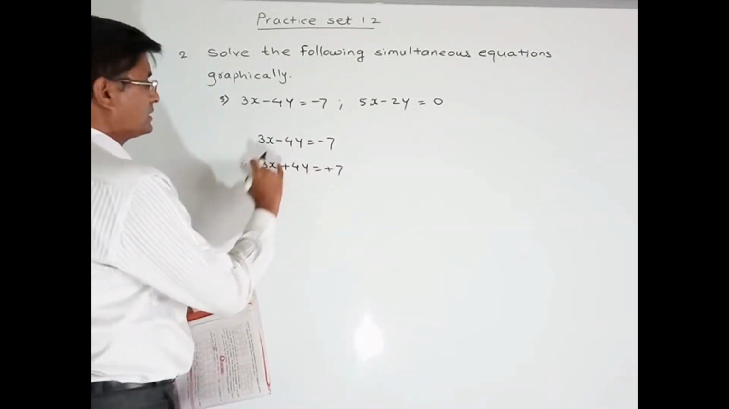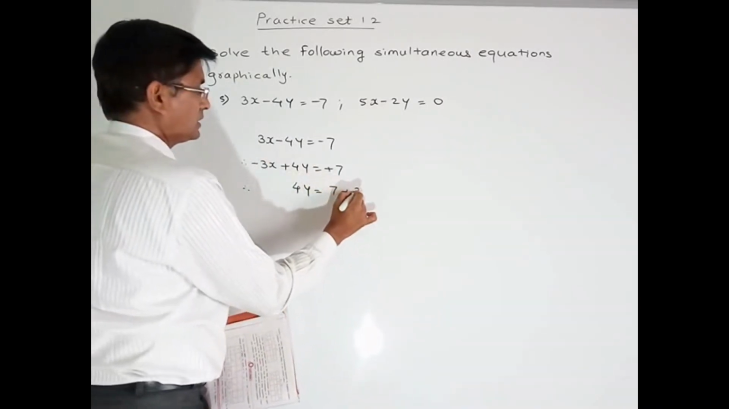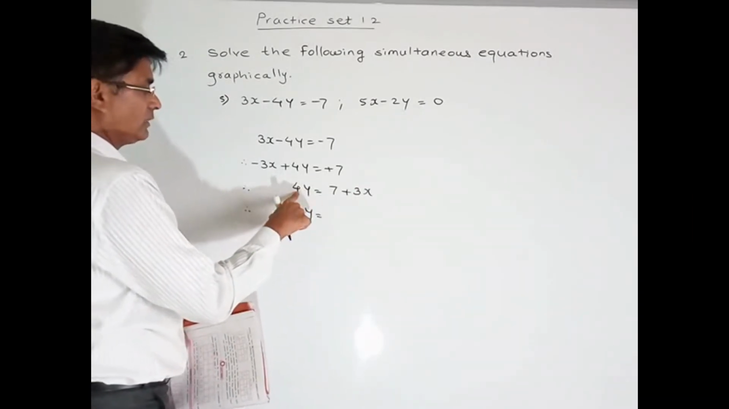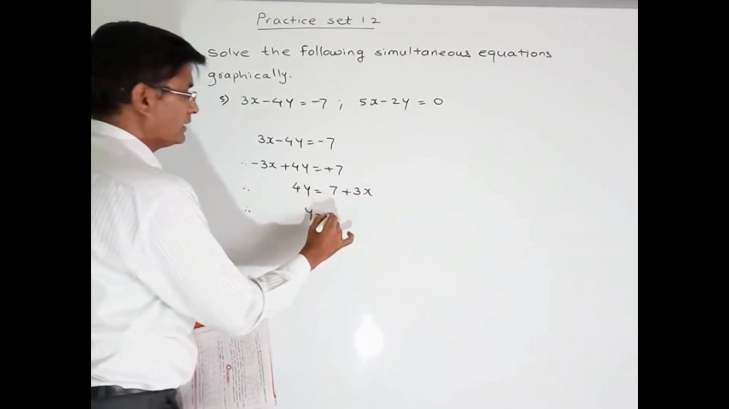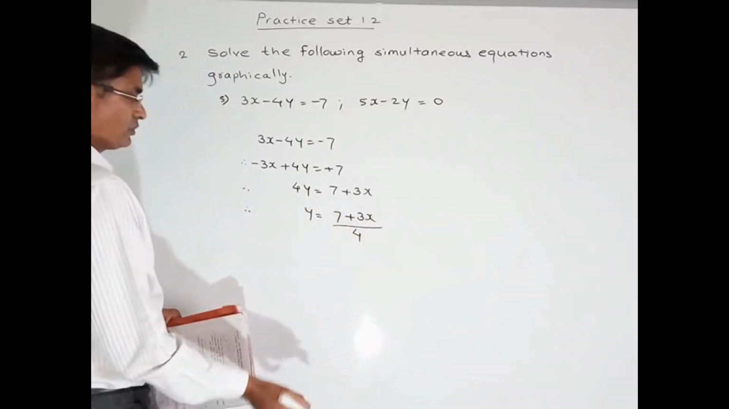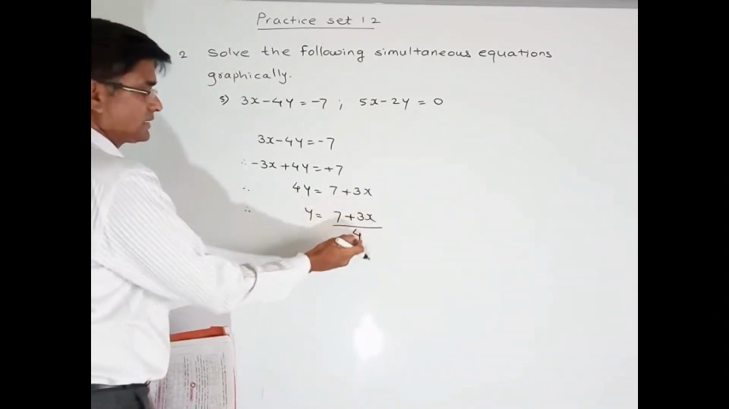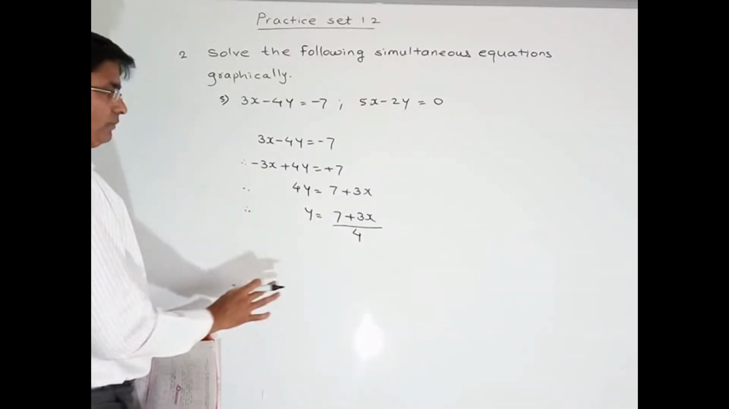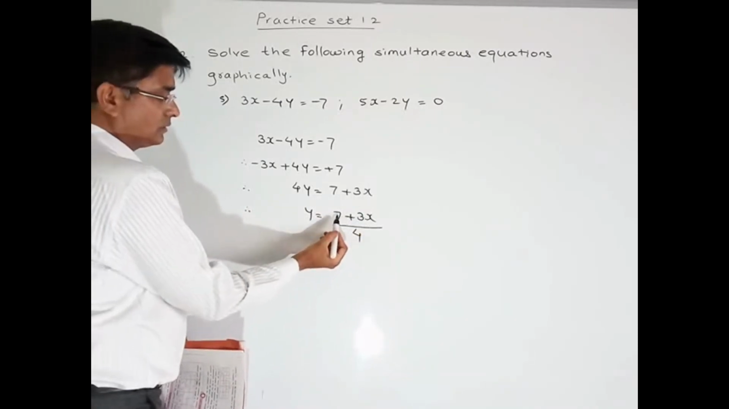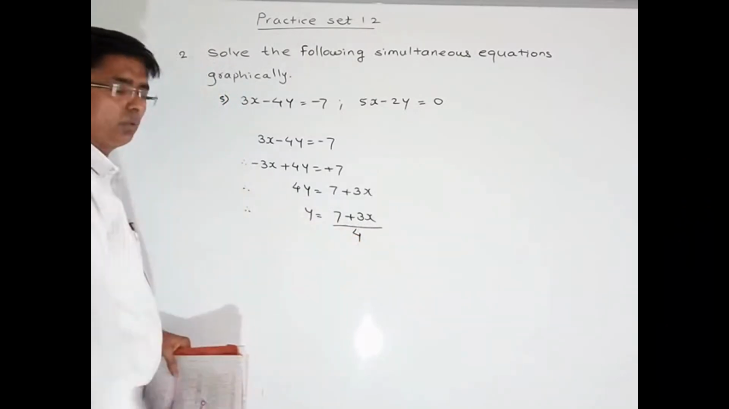Then shift this minus 3x to that side. So 4y is equal to 7 plus 3x. And therefore y is equal to, 4 is multiplied, then it is divided, 7 plus 3x divided by 4. So we got the equation for y, that is 7 plus 3x upon 4. Now put the values of x. The answer should come out divisible by 4.